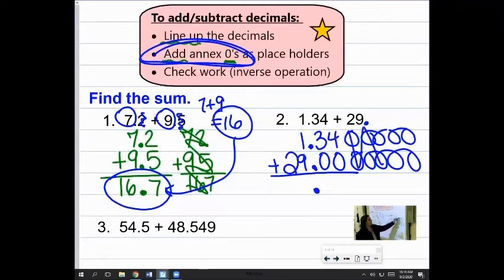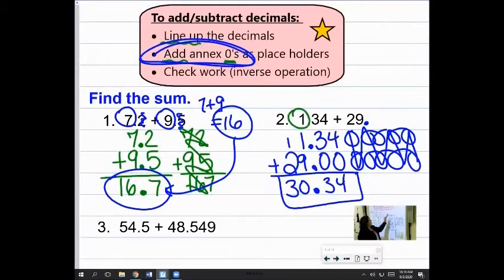Okay, so pretend these are not here. So I'm adding. So 4 plus 0 is 4. This is 3. This is 10. Carry the 1, and that's 3. So my answer is 30 and 34 hundredths. There's your answer.